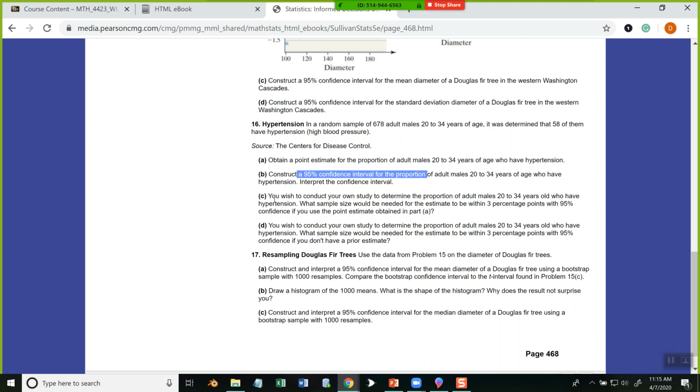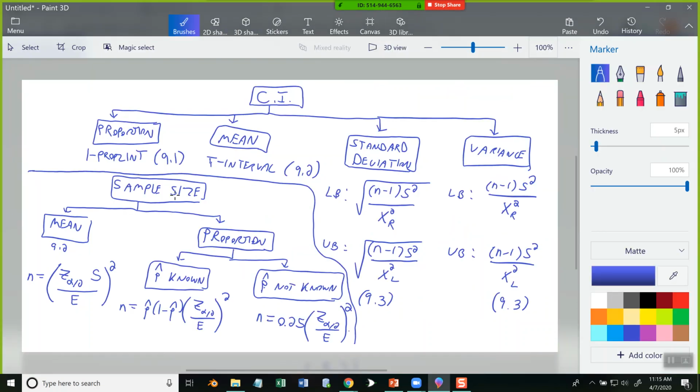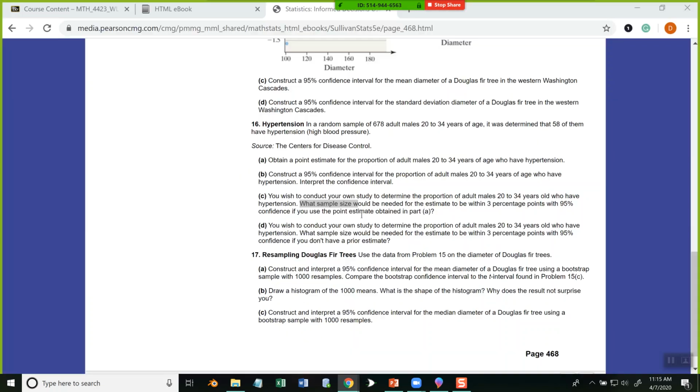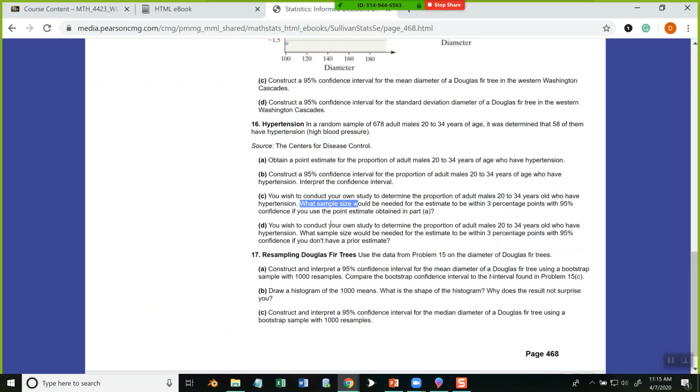Now C, you wish to conduct your own study to determine the proportion of adult males 20 to 34 years old who have hypertension. What sample size? We're now sitting down here at the sample size. Specifically, they're asking us to study the proportion, which means I'm over on this side, on the proportion. Only question is whether p hat's given or not. So let's read a little closer now.